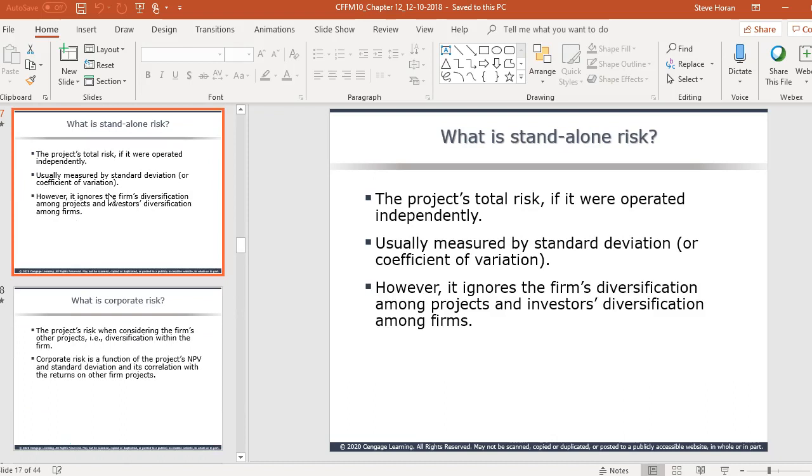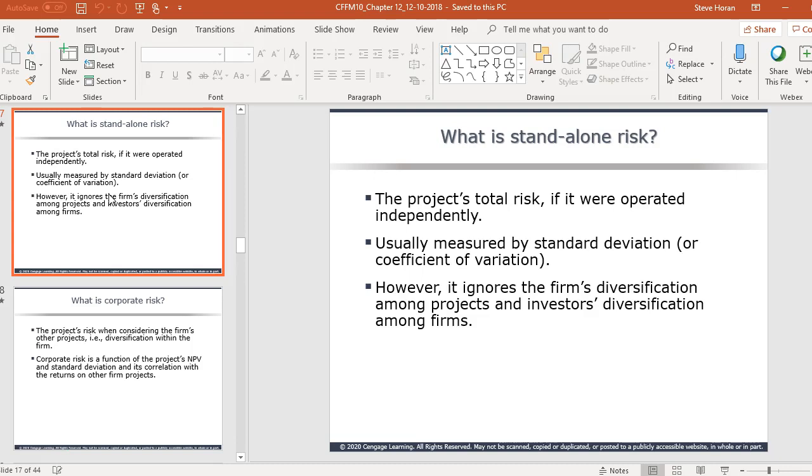So you saw the three types of risks, and the first one's standalone risk. Basically, what is the risk on the project if it were operated independently? Keep in mind, most companies have a portfolio of projects that are always happening. Okay, there's always a number of initiatives that a company is working on that affect cash flows and risk. So what they're saying for this one is, what is the project's risk if it was just all by itself and you did not take into account all the other projects?